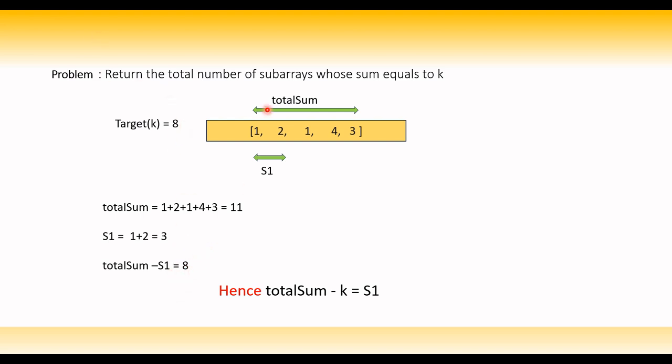So what it tells you is that if you don't consider the first two numbers of this array list, then the last three are going to match your requirement. So we'll utilize this concept and then use a HashMap data structure to solve this problem. So remember that we'll be using this formula, total sum minus 8, so that will be total sum minus k is equal to s1.